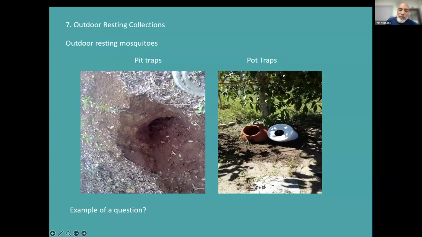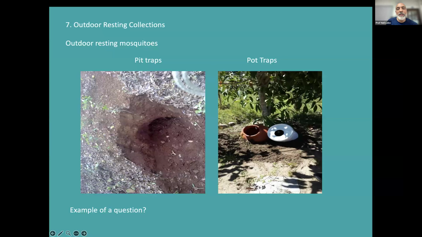There's a pit trap where we dig a pit, and inside the pit, we'll dig a hole that goes laterally, horizontally. And some species of mosquitoes tend to rest in there at night. And we can come here in the morning and capture those mosquitoes. We also have pot traps. So these are pots that are dark, and there's usually water placed in there, just a little water to keep it humid, and mosquitoes will blood feed and try and rest in there.